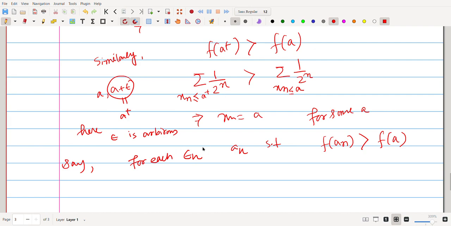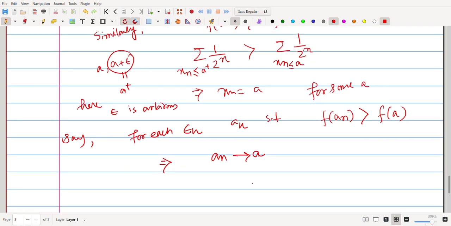But since epsilon is arbitrary, that will imply an tends to a, right? And which will imply this sum must be equal to this sum. This sum must be equal to this sum. Okay, it is pretty obvious, right?